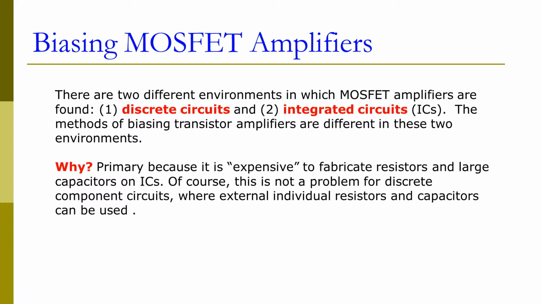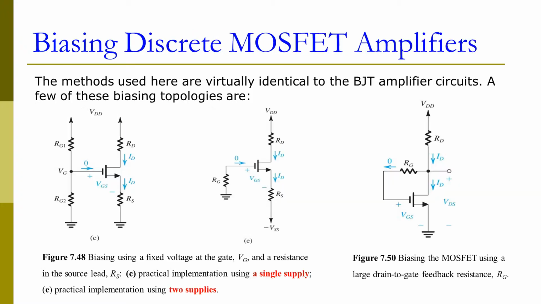The primary reason is that it is usually very expensive to fabricate resistors and large capacitors on integrated circuits, and this is not a problem for discrete component circuits, where external individual resistors or capacitors can be used in the circuits. For the discrete MOSFET amplifiers, there are a couple of methods we can use to bias the transistor. They are almost identical to the BJT-based amplifier circuits.